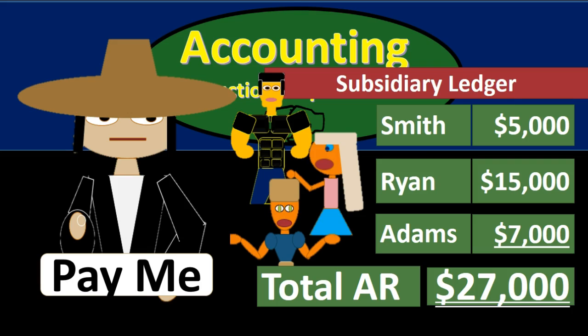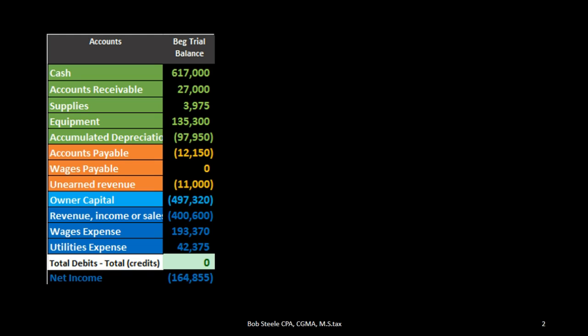Hello, in this lecture, we're going to talk about the accounts receivable subsidiary ledger. The subsidiary ledger is the ledger that will be backing up the account of accounts receivable shown on the trial balance with $27,000 in it. In this case, accounts receivable is the account that represents what is owed to us.